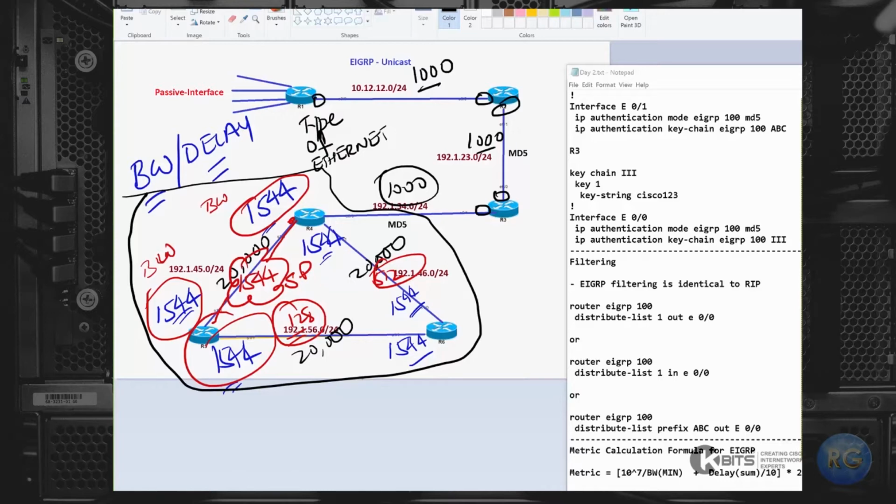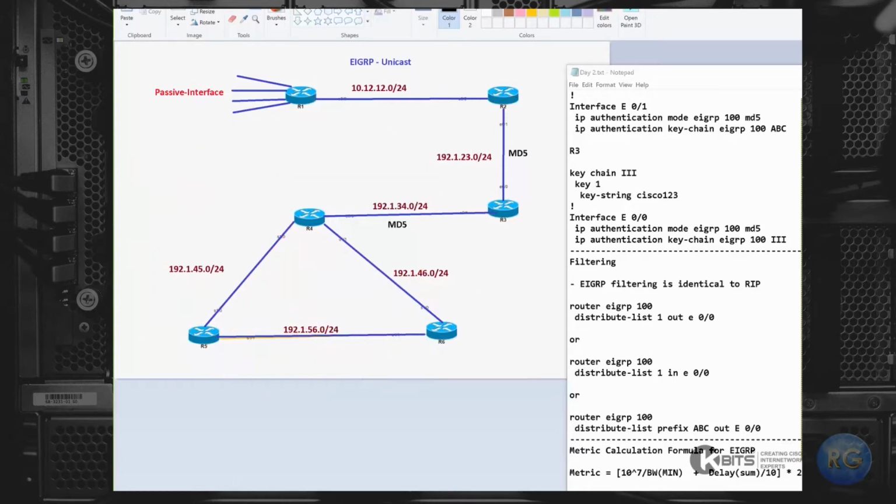My metric calculations are going to be done based on this value. You understand that? So the metric calculations are based on this logical parameter, which is associated with any interface, which is set to 1544 on a serial link. Let me show you that. Can you see these values? Absolutely. On any of the interfaces, you can see the values.